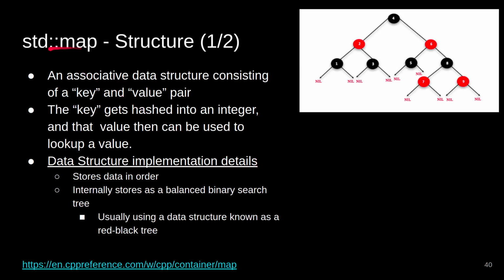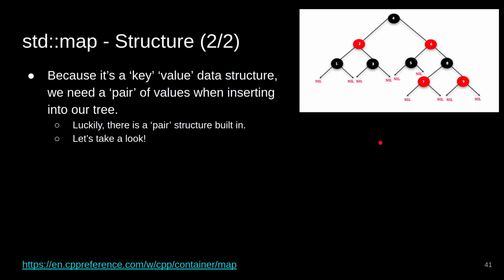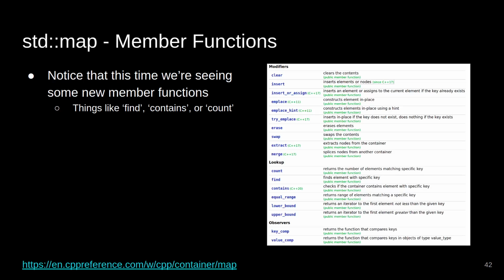So map, that's the kind of data structure that's built in. Again, you don't have to build this type of tree. It's usually some kind of balanced binary tree, a red-black one, usually. That's how it's implemented. That's the idea. Okay, so let's take a look here.